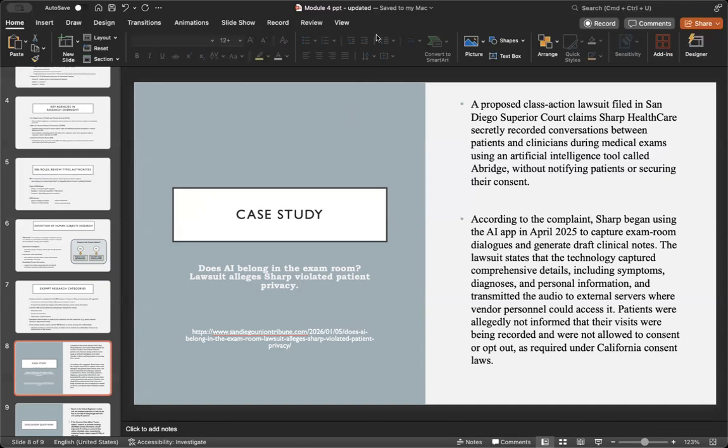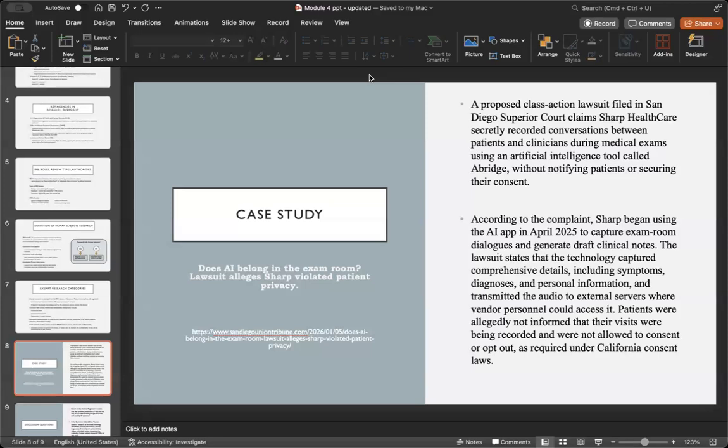So, after doing some research, we came across a proposed class action lawsuit filed in the San Diego Superior Court that claims Sharp Healthcare, which is a large health system in California, secretly recorded conversations between the patients and the healthcare providers during medical exams using an AI tool called Abridge. And this was done without notifying patients or securing their consent.